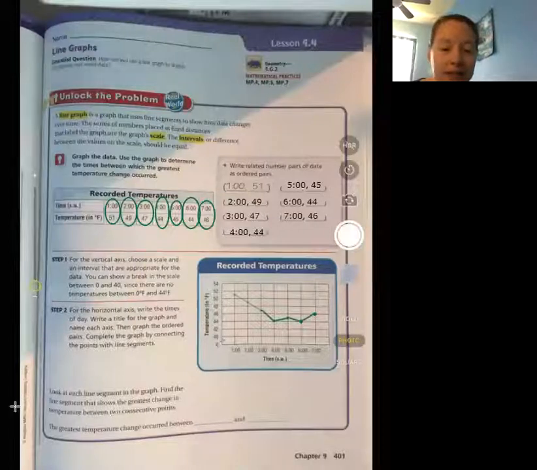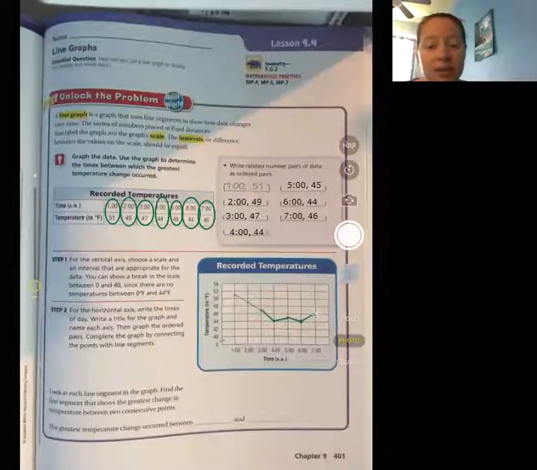So let's look at it. Here in 1 hour, it went from 51 to 49, so it dropped 2 degrees. Here in 1 hour, it went from 49 to 47, so it dropped 2 degrees. Here in 1 hour, it went from 47 to 44, so it dropped 3 degrees. Here it went from 44 to 45, so it went up 1 degree. From 45 to 44, so it dropped 1 degree. From 44 to 46, so it went up 2 degrees.